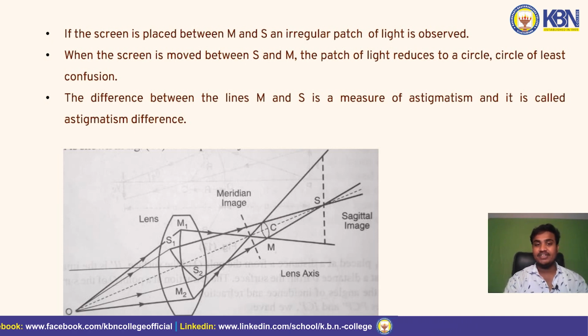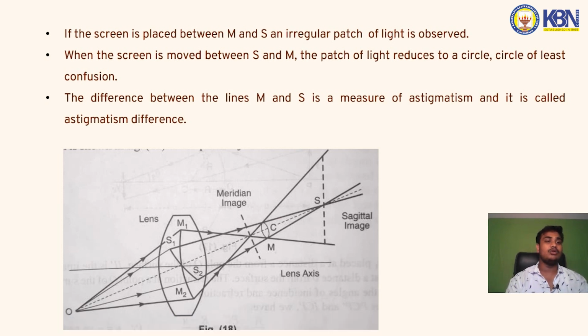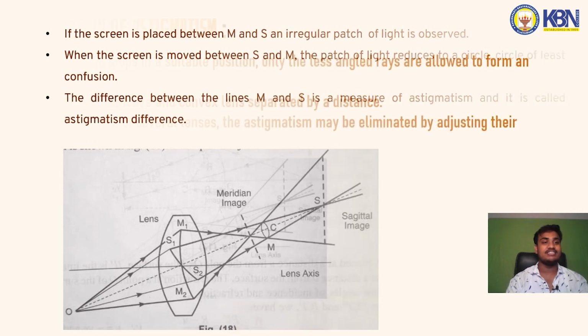The difference between M and S, the points where the meridian rays and sagittal rays meet, is a measure of the astigmatism, and it is called the astigmatism difference. Now we are going to see the minimization or elimination of astigmatism.